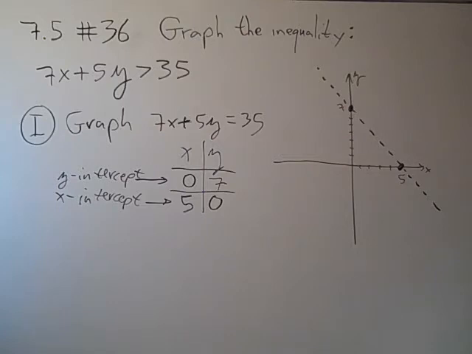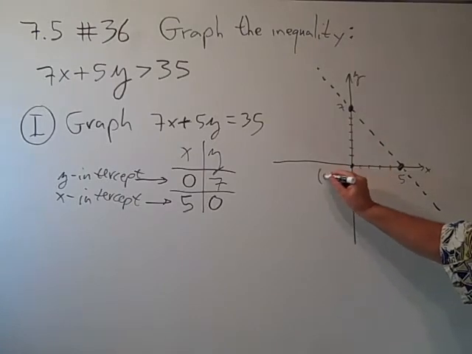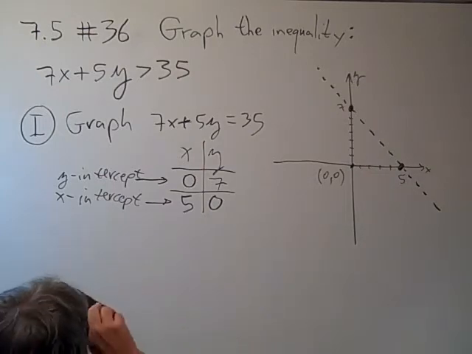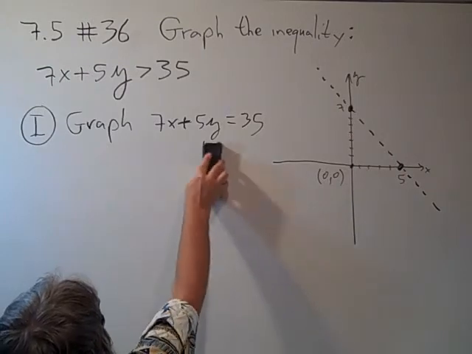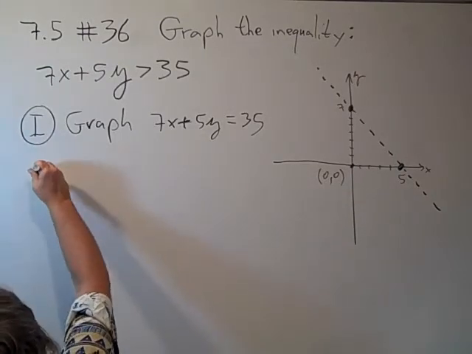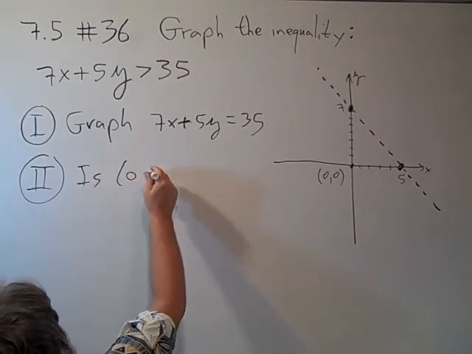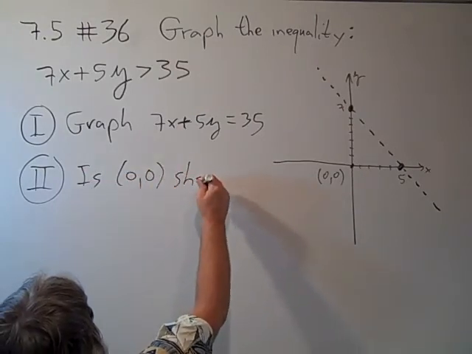Step 2 is to decide which side of the line to shade, this side or this side. Well, we'll ask the origin. Hey, origin, are you shaded? If the origin is shaded, then we know that's the side of the line to shade. So step 2 is: is the origin shaded?